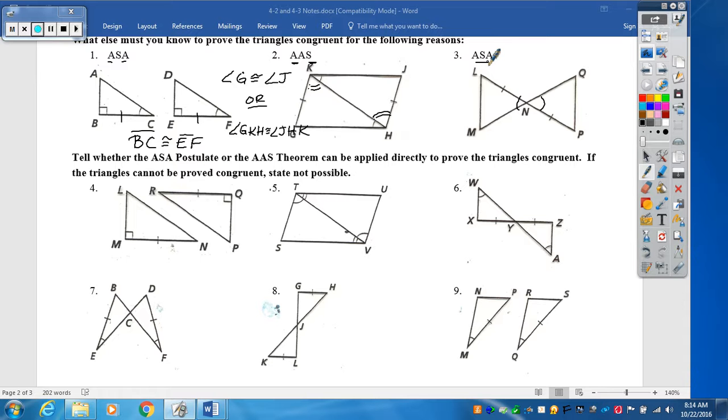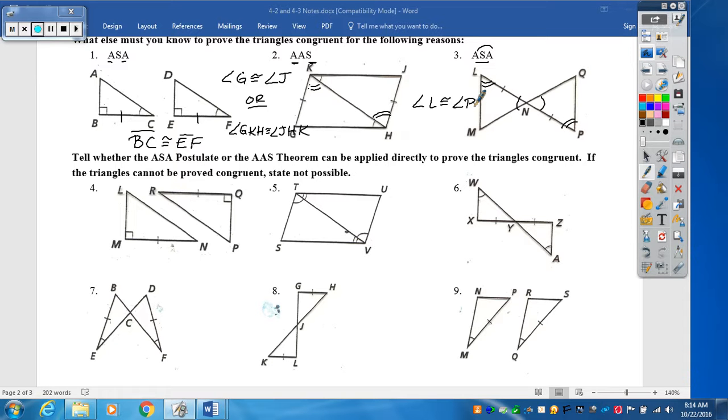Well, if it's angle, side, angle, the side has to be between the two congruent angles. And the only angles that would allow that to happen in the picture here would be angle L and angle P. Because now the side is bookended by those congruent angles. So, again, angle L must be congruent to angle P. Those are the things I'm looking for.